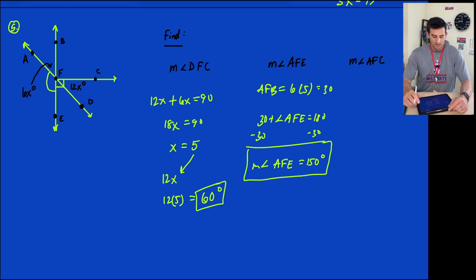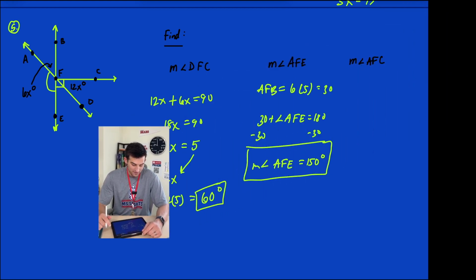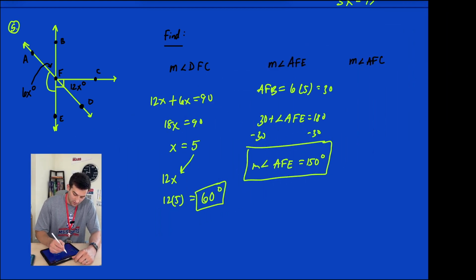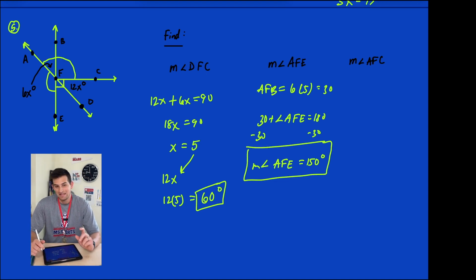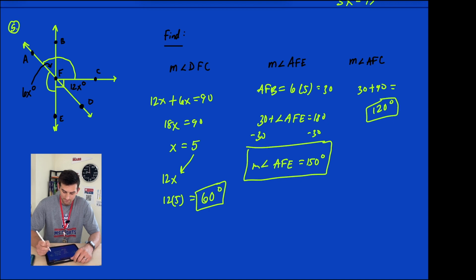All right. And lastly, the measure of angle AFC, which would be this angle here, AFC. Well, we know BFC would be 90, right, because it's supplementary to a 90-degree angle. And AFB, we just said, was 30, right? So this would be 30 plus 90, which is 120 degrees. Okay, so that's a little bit about some angle relationships.